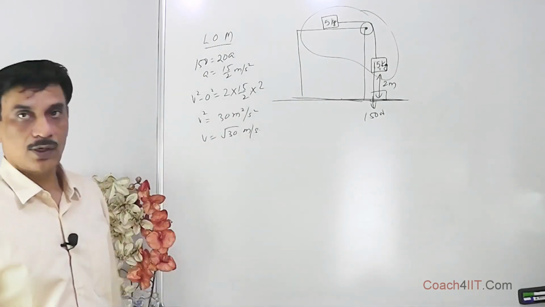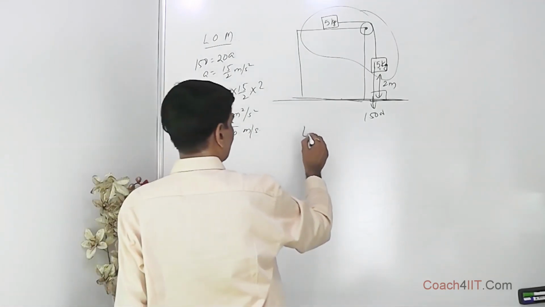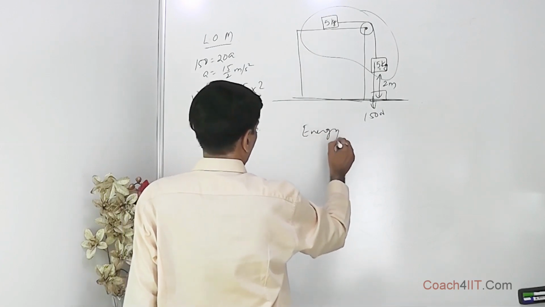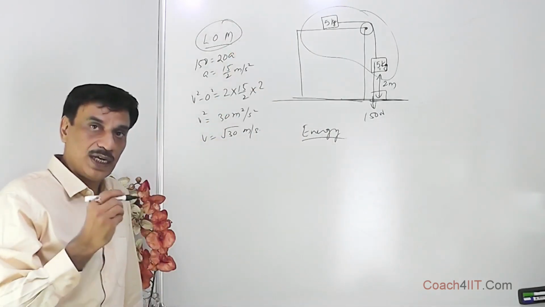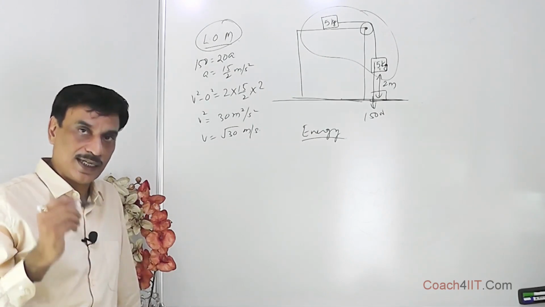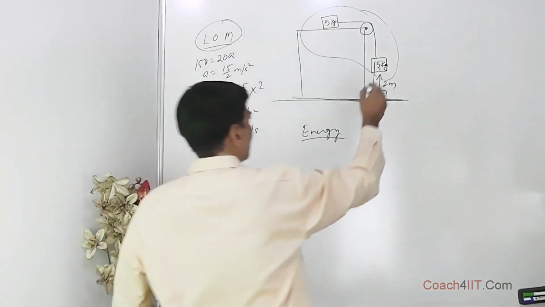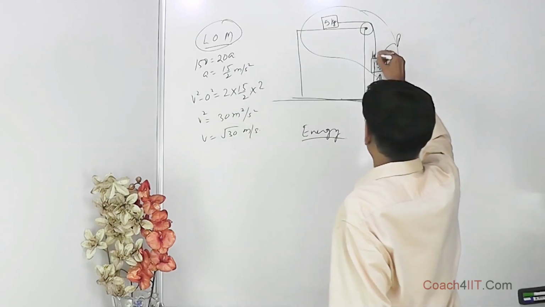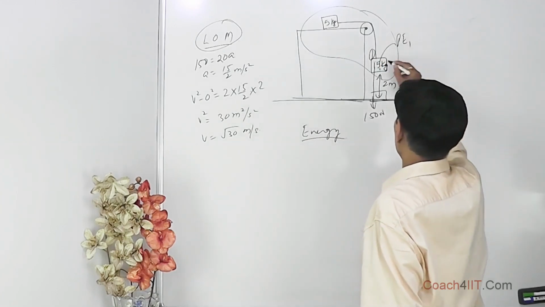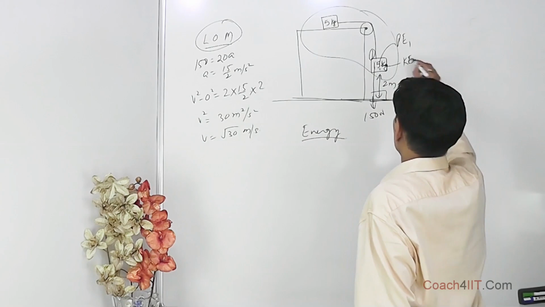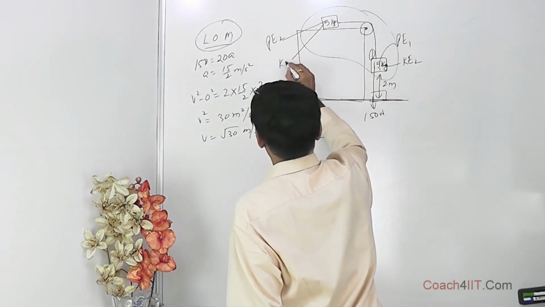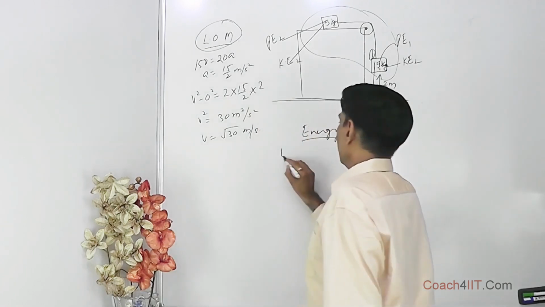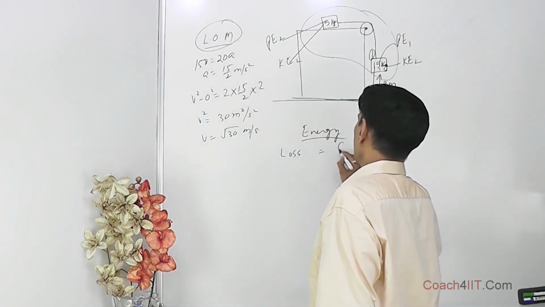Now let's do it on the basis of the energy principle, the conservation of energy principle. We have done it using laws of motion, and now we are doing it by using the energy conservation principle. Let's take this body as 1, so it's potential 1, kinetic 1, we are bothered about potential 2, and we are bothered about kinetic 2. And we are doing it on the basis of losses equal to gains.